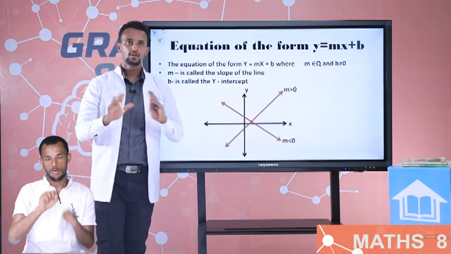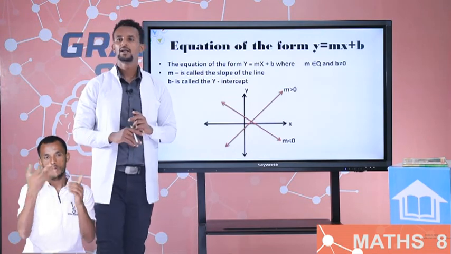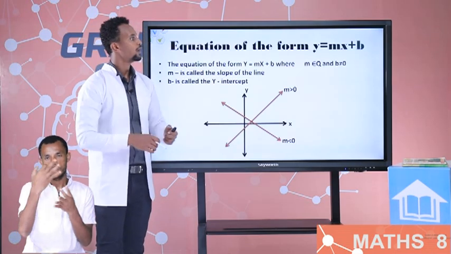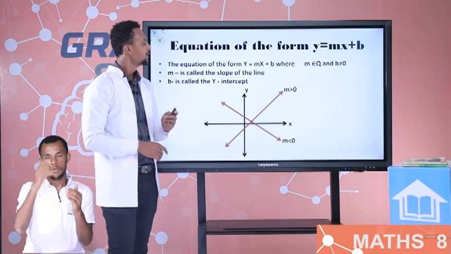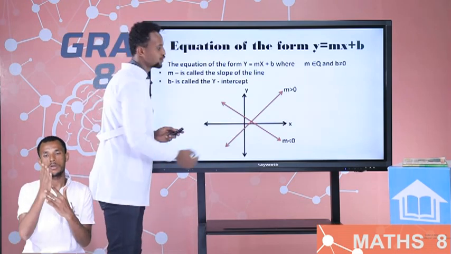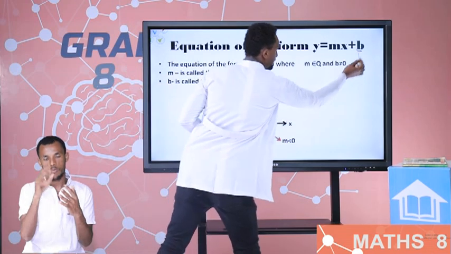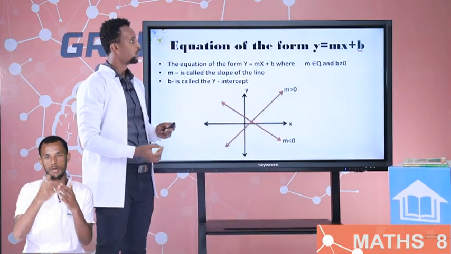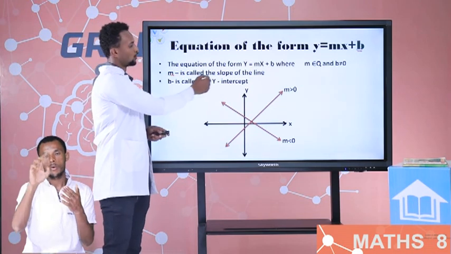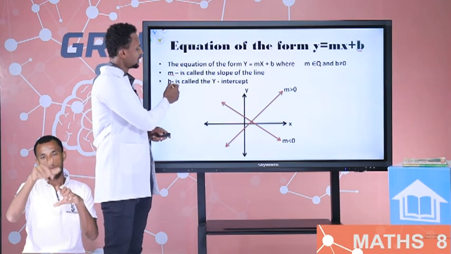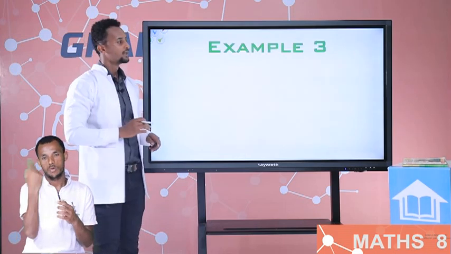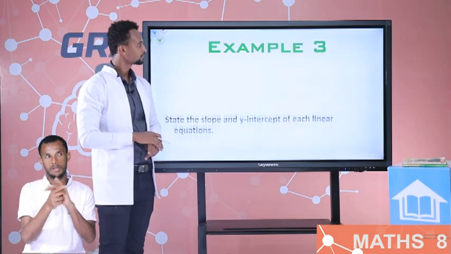So, the last concept is the equation of the form y = mx + b. In the expression y = mx + b, the line or the graph is not passing through the origin because of this b value. That is called the y-intercept. In the case of y = mx + b, m is called the slope of the line and b is called the y-intercept. So, using this, let's see an example.